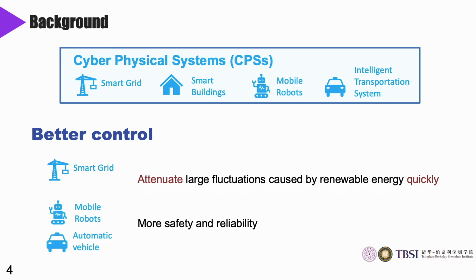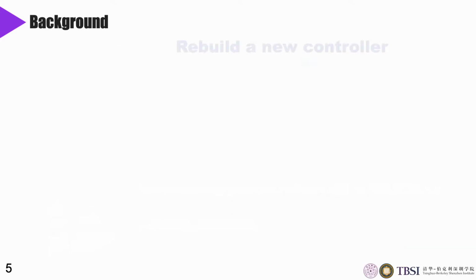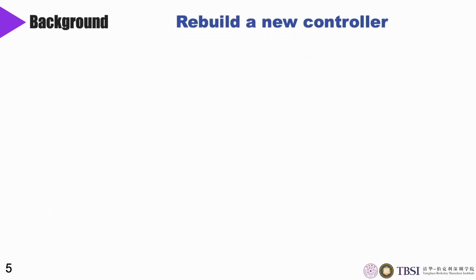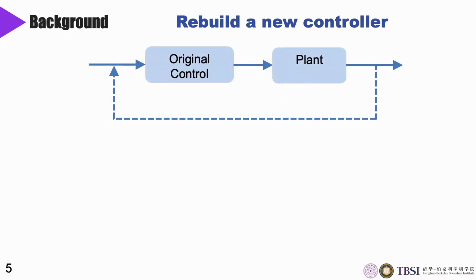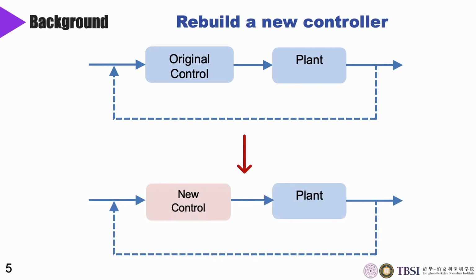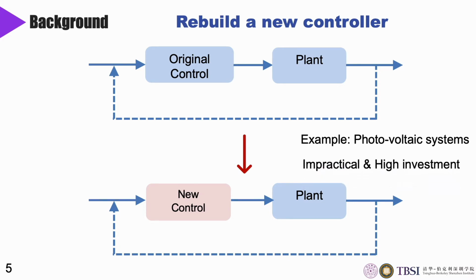And therefore, better control is required to attenuate large fluctuations caused by renewable energy quickly. And for mobile robots and automatic vehicles, they require more safety and reliability. One way to achieve this is to rebuild a new controller. We can replace the original control with a new control by implementing the state-of-the-art technologies. This can achieve the best results, for example, like photovoltaic systems. However, it can be impractical for large existing systems like smart grid and can also have high investment.